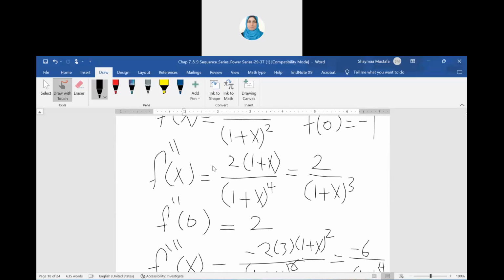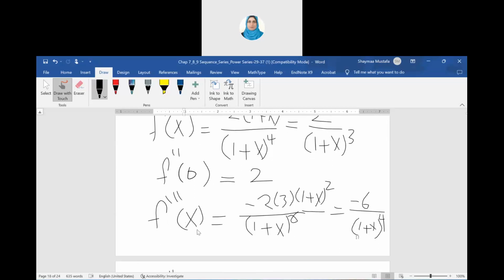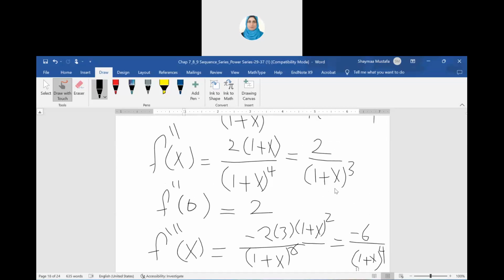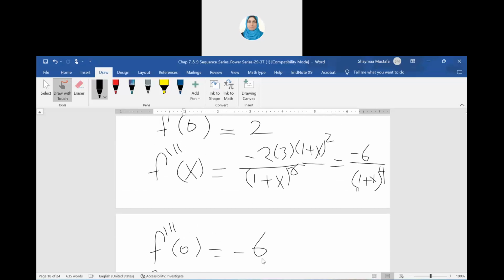Then go and find the derivative for this function again, the third derivative. So here differentiate this one, 2 over (1 plus x) cubed. So (1 plus x) to the power 6. (1 plus x) cubed multiplied by the derivative of 2, which is 0, minus 2 times the derivative of (1 plus x) cubed, which is 3 times (1 plus x) squared. So minus 6 over (1 plus x) to the power 4. At 0 it is equal to minus 6.